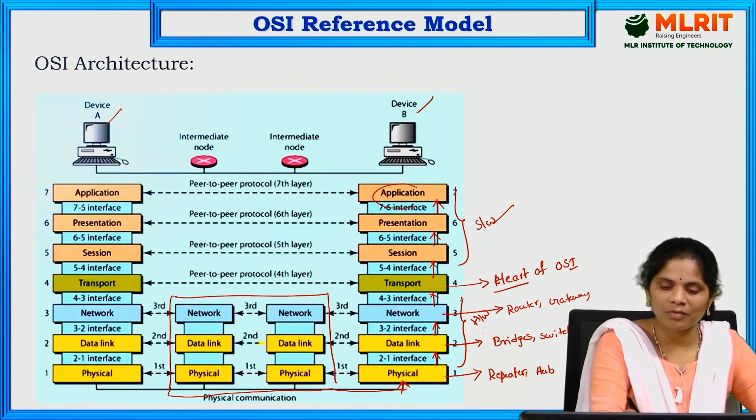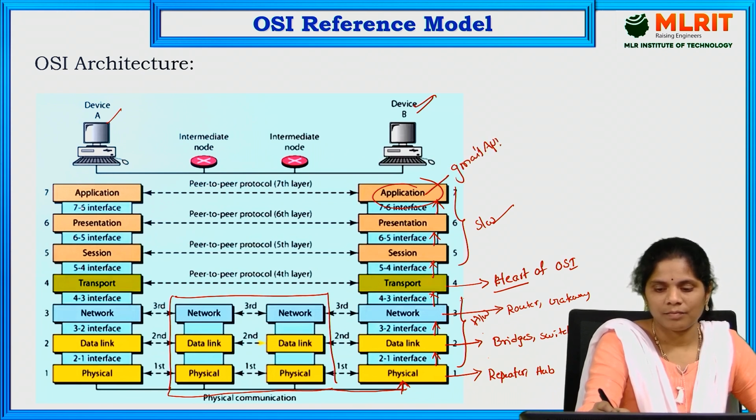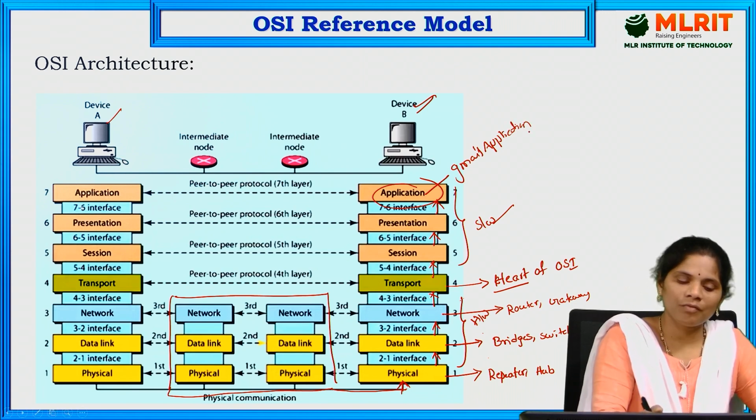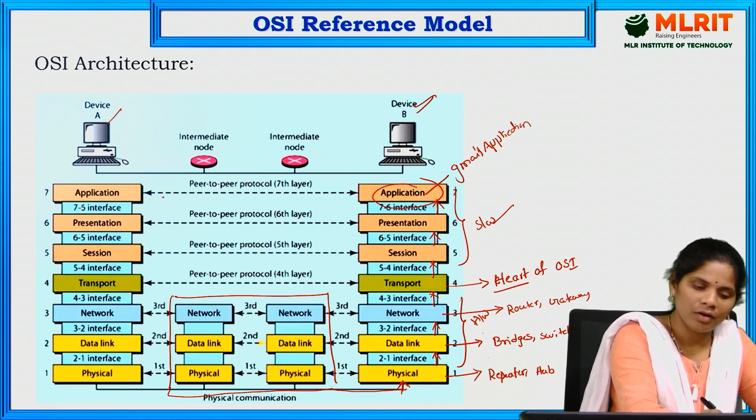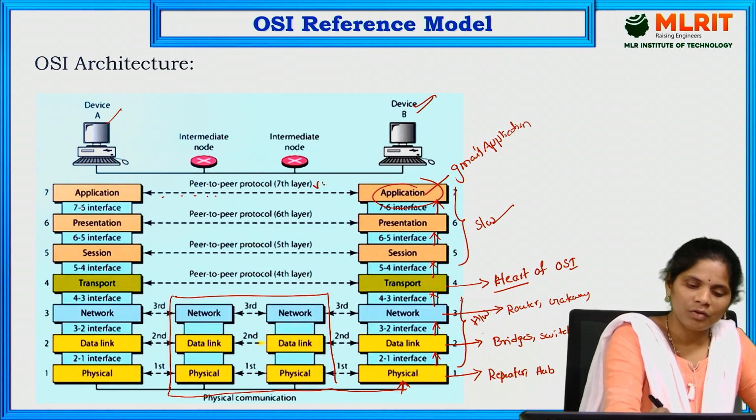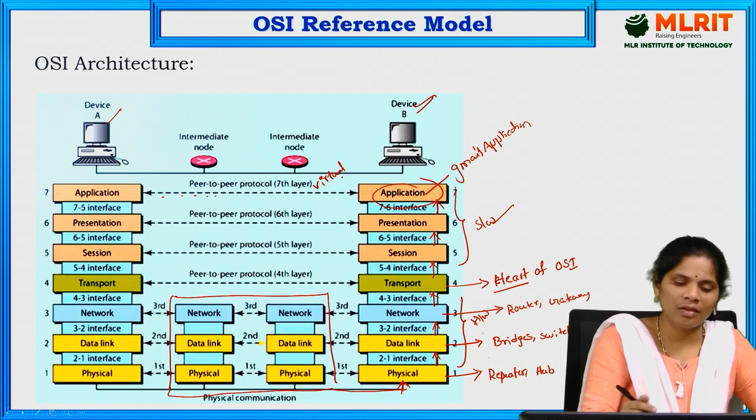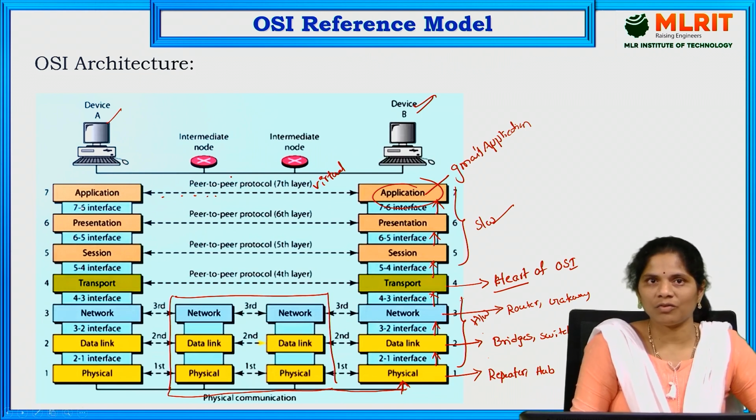Finally, it is visible to the receiver at their Gmail application. That is the receiving process. In between device to device, it is called virtual communication. In between the devices, it is a virtual communication. That means the dotted lines indicate the virtual communication.